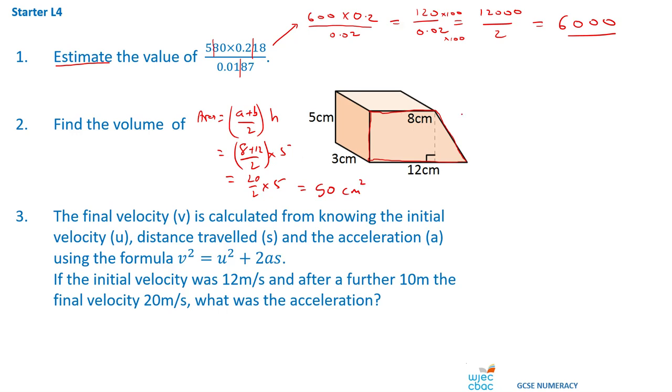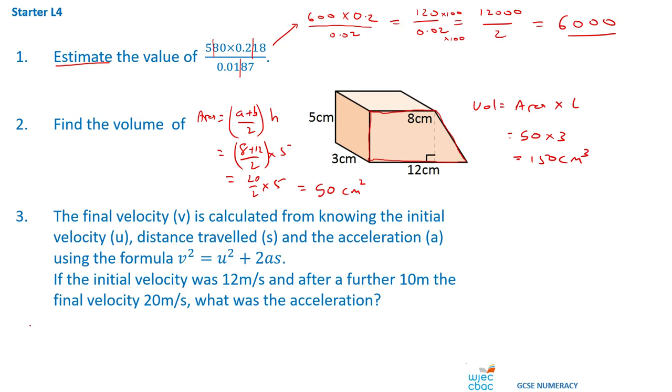So that's the area. The volume is equal to the cross-sectional area times the length of this funny shape. So times L, 50 times the length of 3. 150 centimeters cubed.